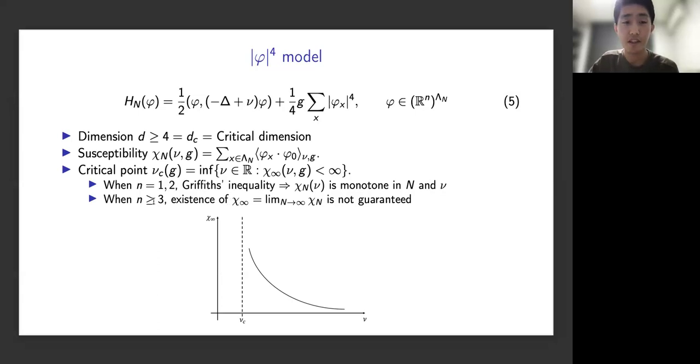However, for the cases where n is greater or equal to 3, this Griffiths inequality is not known, so the existence of the infinite volume susceptibility is not guaranteed in the first place. So we don't know whether the critical point is defined in the first place. So it's one of the points that makes studying the phi-4 model with multi-components very tedious and difficult.